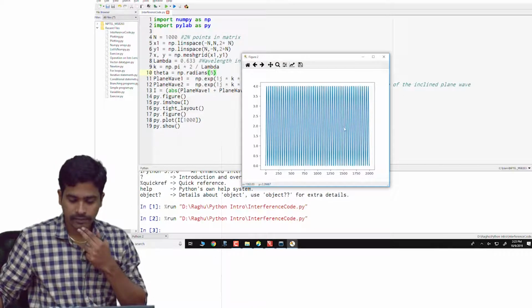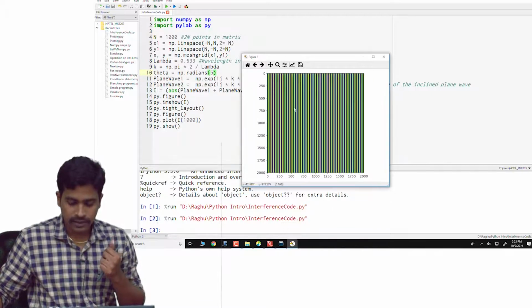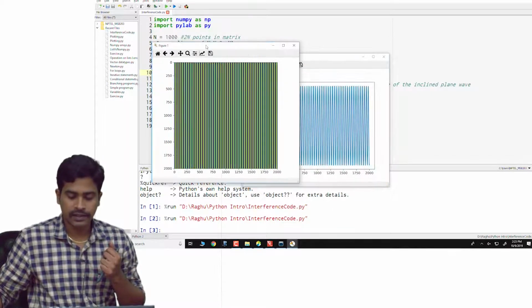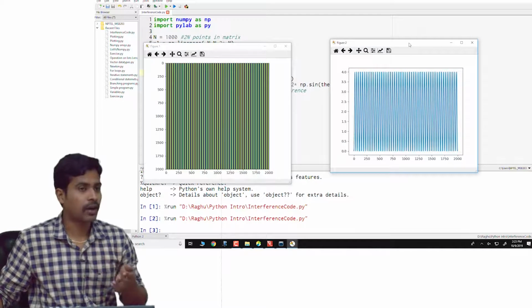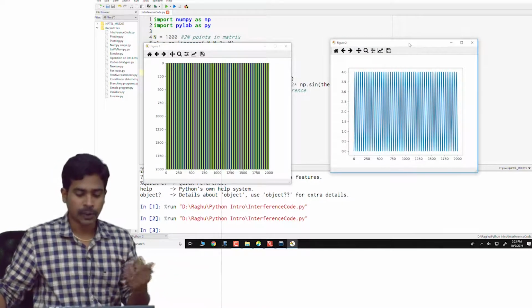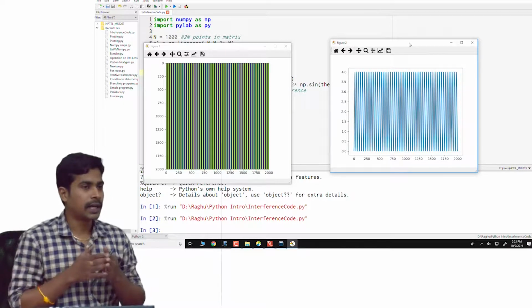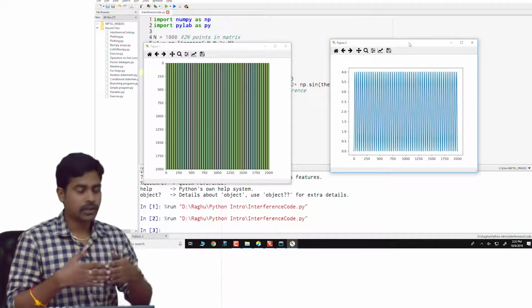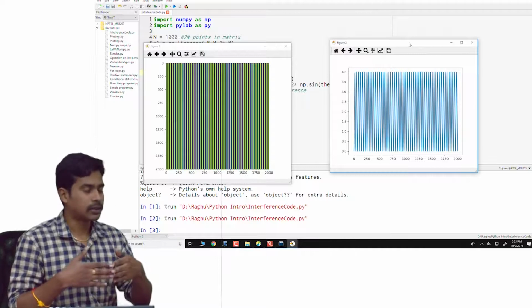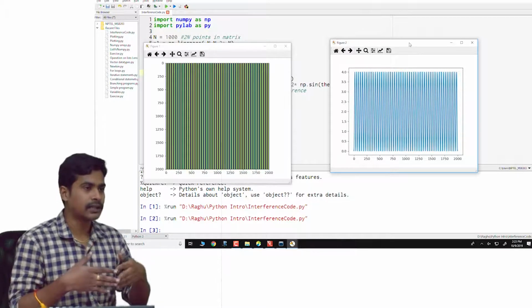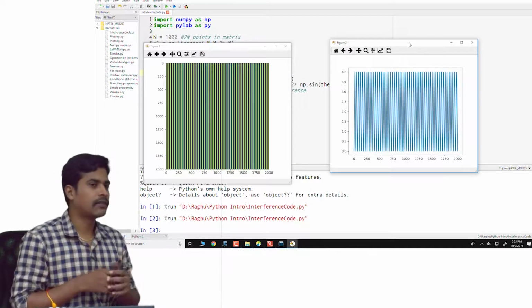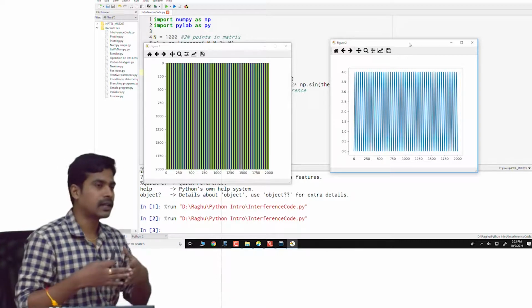As you can see from this, the number of fringes has increased a lot compared to the previous case. So, one observation we can make from this simulation is that if the angle between the plane waves increases, the number of fringes in the interference will also increase. You can stop here and think for a moment why the fringes are increasing.